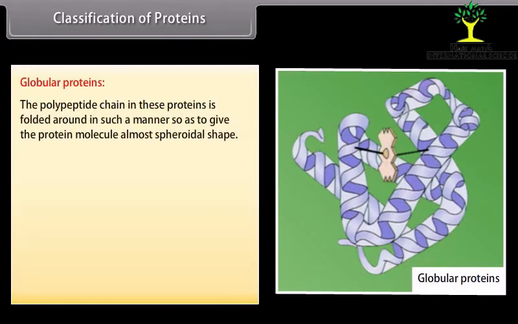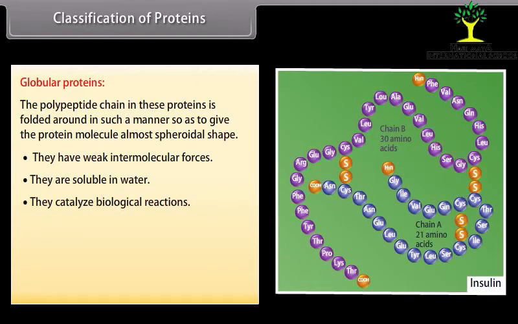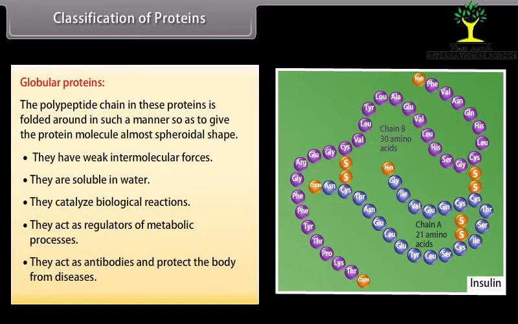Globular proteins. The polypeptide chain in these proteins is folded around in such a manner as to give the protein molecule an almost spheroidal shape. They have weak intermolecular forces. They are soluble in water. They catalyze biological reactions, for example, insulin and thyroglobulin. They act as regulators of metabolic processes, for example, maintaining blood sugar level. They act as antibodies and protect the body from diseases.